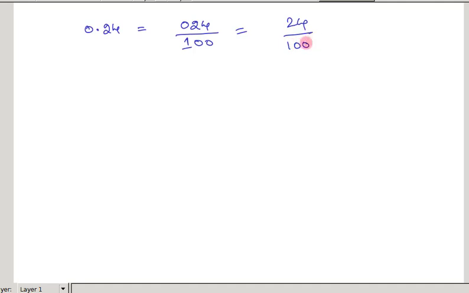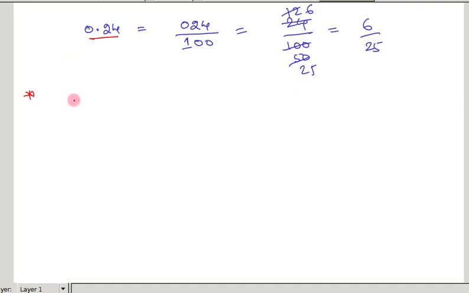It can be further simplified: 2 50s are 100, 2 12s are 24. Again, it will be divisible by 4, giving 6 by 25. So this can be written as 6 by 25. This you learnt in the primary classes, how to convert a terminating decimal into the form of P by Q. Okay, so now in this video, we are going to discuss how to convert a non-terminating repeating decimal into the form of P by Q.